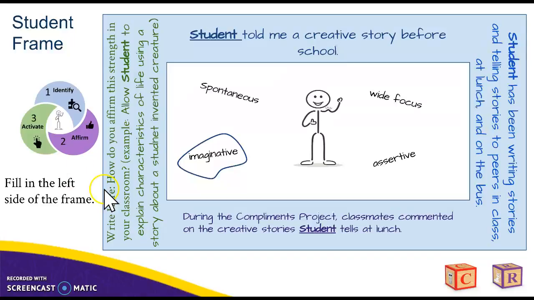So for your student now, on the left side of your frame, what have you done, or what do you do, or what could you do to activate the strength of your student in the content area or in the classroom to really help them engage and grow in your class? Pause the video until you have that done.